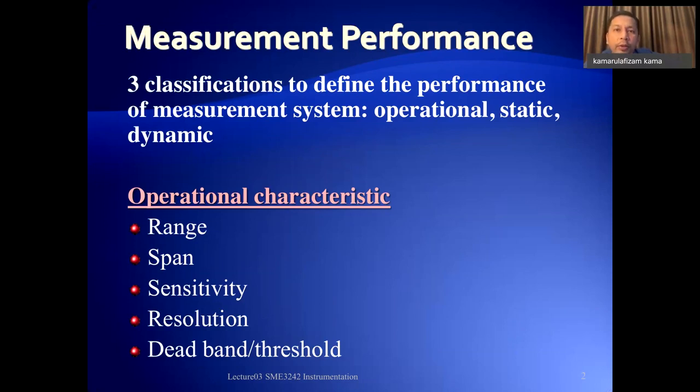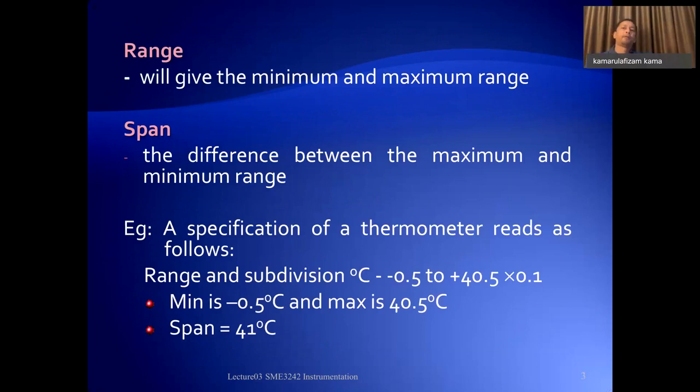So the typical operational characteristics that we are looking at when we want to choose or buy any system of instrumentation are the range, span, sensitivity, resolution, and deadband or threshold. Before you purchase any sensor, or when you have a design problem and you want to design something, you will be looking at the sensor, and at that stage you are looking at these five characteristics. These can be observed online or in the datasheet without having to buy, without having the system physically in your hand, or without having the system installed in certain equipment. So these operational characteristics are characteristics of sensors or actuators while they are unplugged from the system. This is basically the definition of the characteristic.